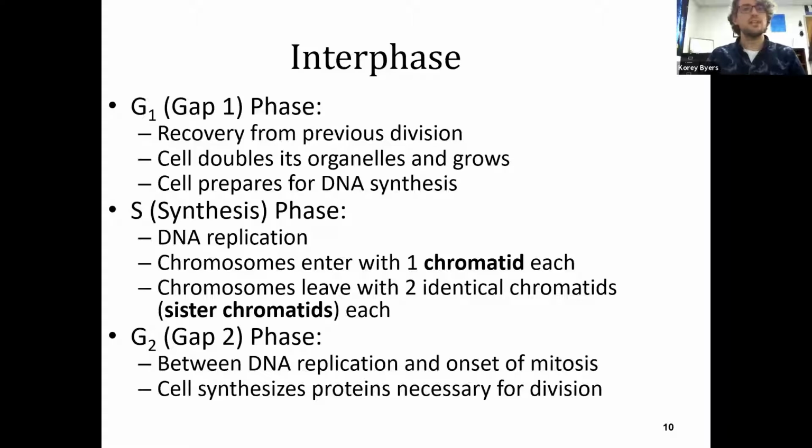The G1 phase is the gap phase, where we're doubling our organelles and growing. The S phase is synthesis, where DNA actually replicates. In the G2 phase, or gap 2 phase, we're synthesizing proteins and materials necessary for that division.